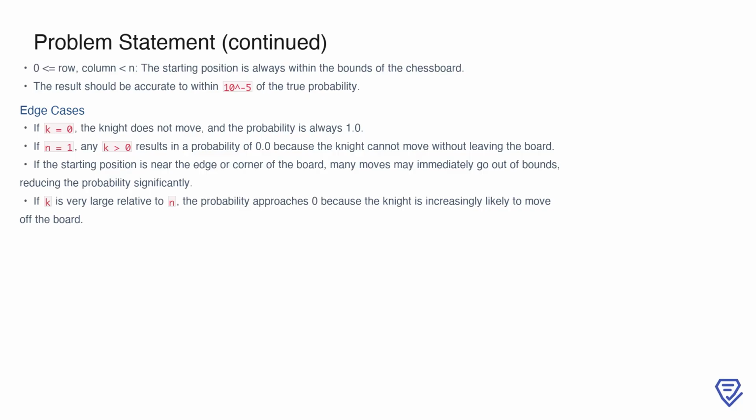Edge cases include situations like when k is 0, where the knight doesn't move and the probability is always 1.0, or when n is 1 and any k greater than 0 results in a probability of 0.0 because the knight cannot move without leaving the board. Furthermore, starting near the edges or corners significantly reduces the knight's valid moves, lowering the probability. Lastly, as k becomes very large compared to n, the probability approaches 0, since the knight is more likely to move off the board over time.